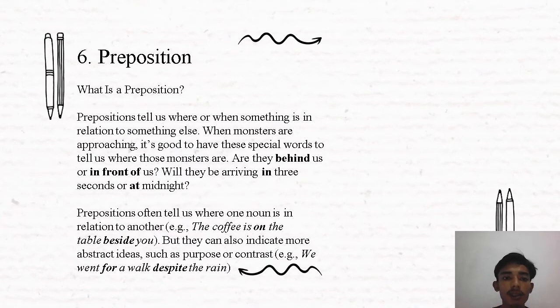Preposition. Prepositions tell us where or when something is in relation to something else. When monsters are approaching, it is good to have that special word to tell us where those monsters are. Are they behind us or in front of us? Will they be arriving in 3 seconds or at midnight? Prepositions often tell us where one noun is in relation to another, but they can also indicate more abstract ideas, such as purpose or contrast, as in going for a walk despite the rain.